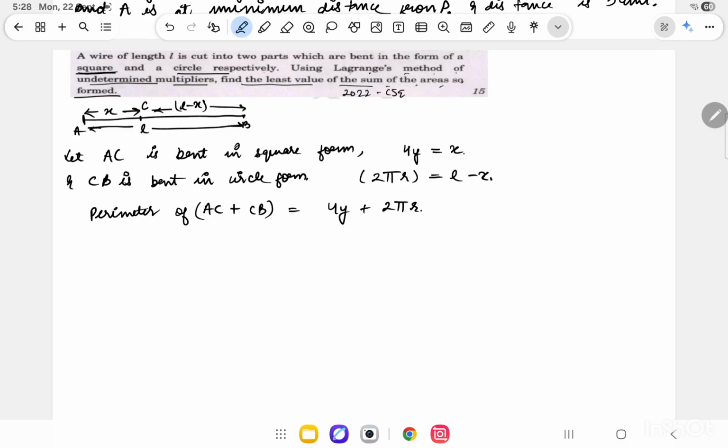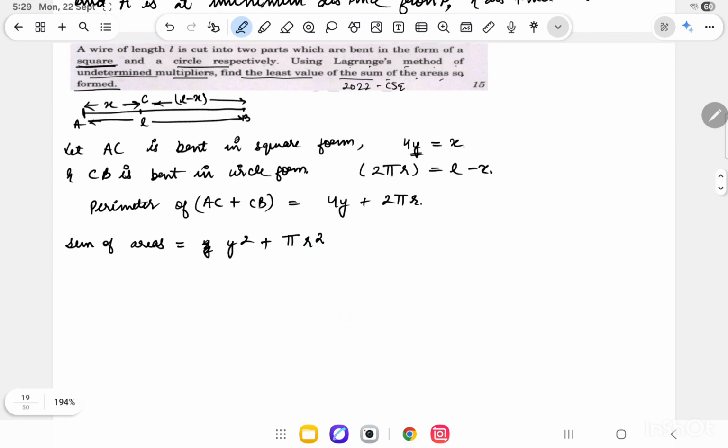and we are supposed to find the least value of sum of areas. So sum of areas will be: area of a square is basically side square, and side we have assumed to be of length y, so area of square will be y square. And likewise we have assumed the radius of circle as r, so area of circle will be pi r square.